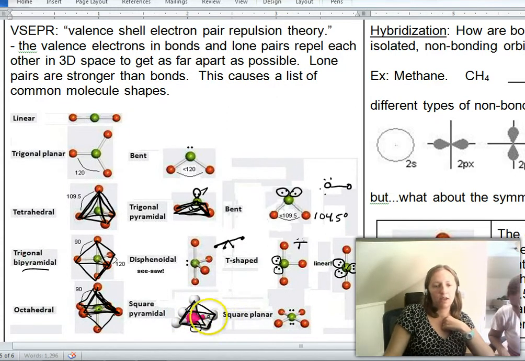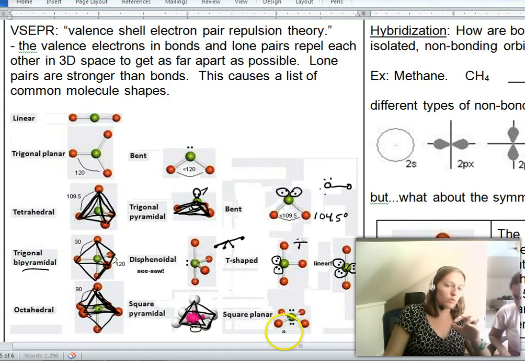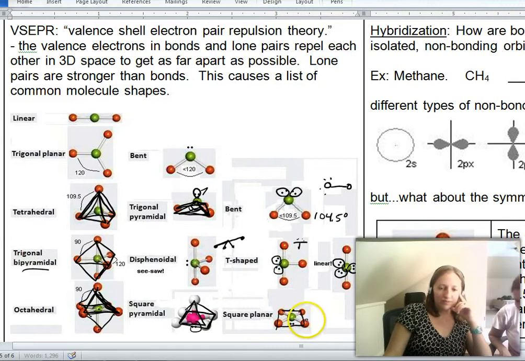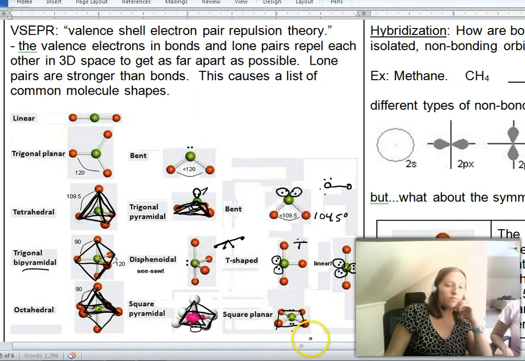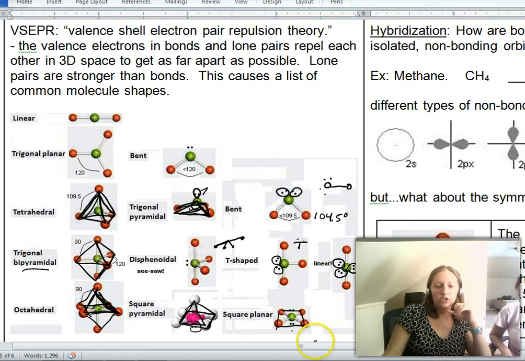And then what if you had another lone pair? Then you end up with the lone pairs being opposite each other because you wouldn't want them 90 degrees apart if they can be 180, and they can. So you take off the top and the bottom and you end up with just a square. Hey, square. And there you are, square planar. Ta-da! All right, so that's all of your shapes for VSEPR that you really need to know.